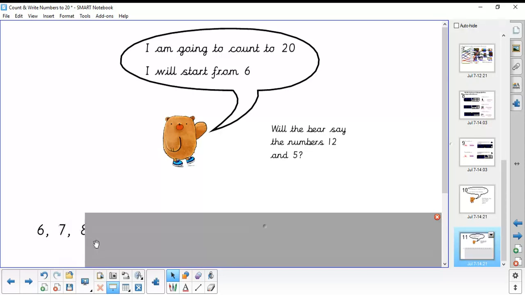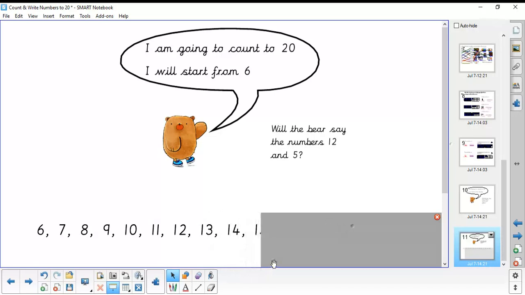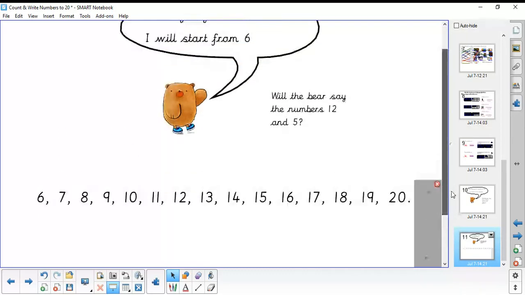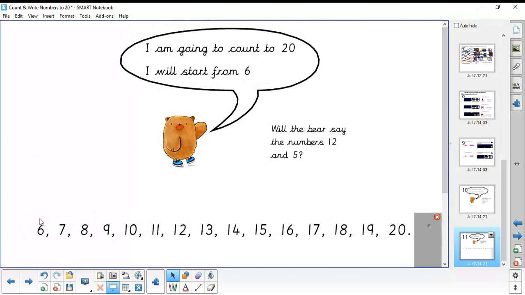So I've got number 6, 7, 8, 9, 10, 11, 12, 13, 14, 15, 16, 17, 18, 19, and 20. Have I said the number 12? Yes, because I can see it. Have I said the number 5? No, I haven't said the number 5 because it's not there. It's actually one less than 6.